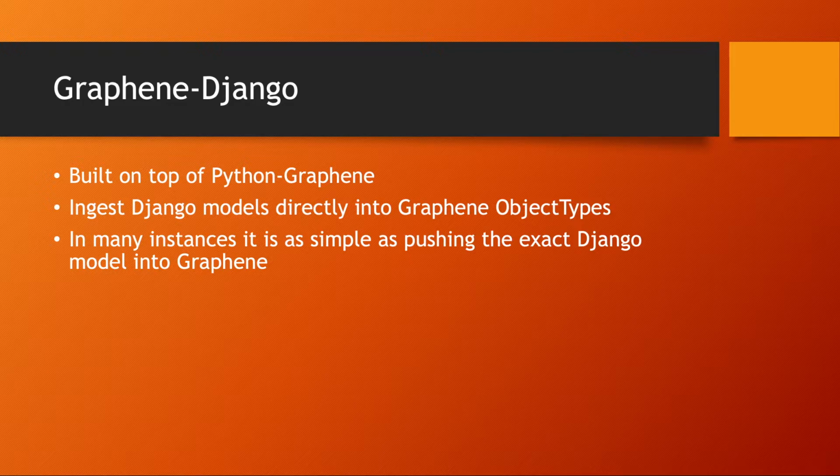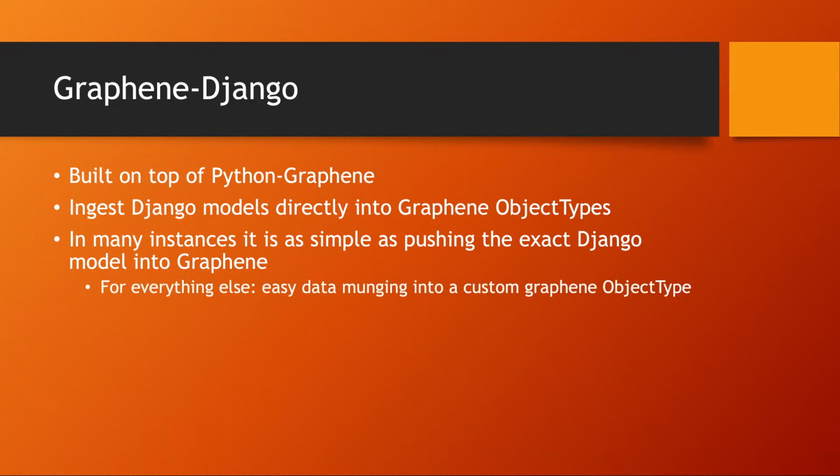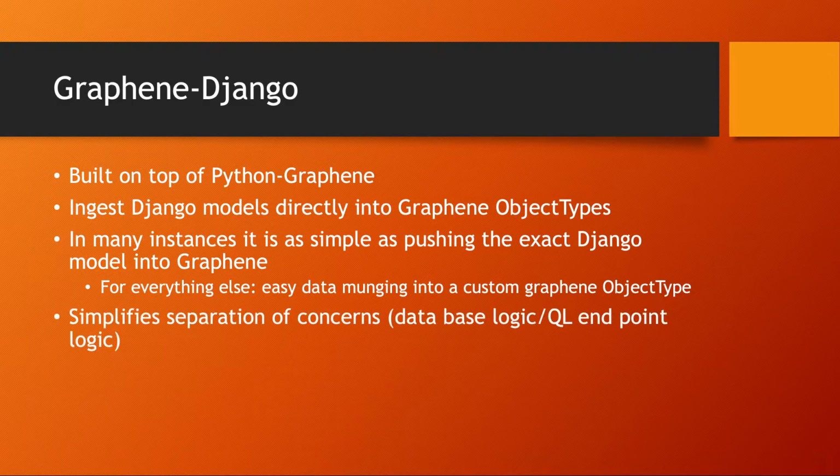That's all you really need to do. You can take the exact Django model, push it to Graphene, and you're done. And honestly, a lot of my code has been just that, which has sped up development drastically. And for everything else, you can basically data munge into a custom Graphene object type, a little bit like I talked about in the previous slide. In the next video I produce, I will show a little bit of that, hopefully, or at least talk about that.